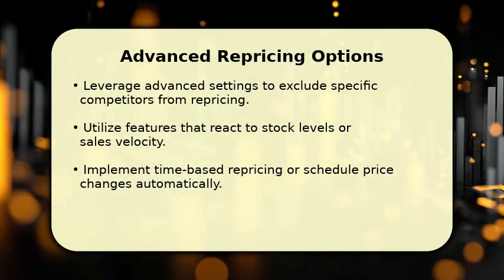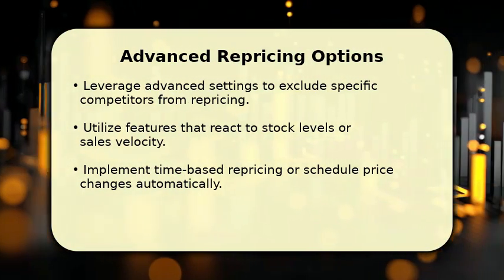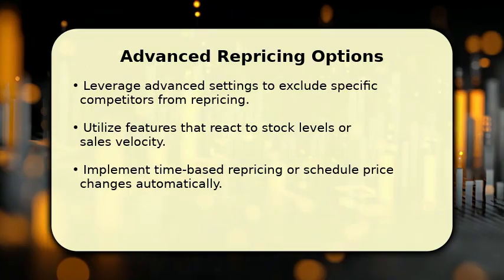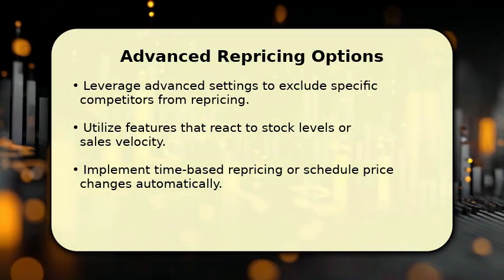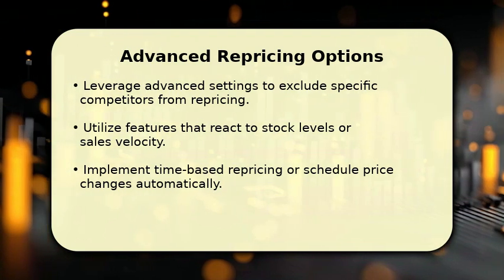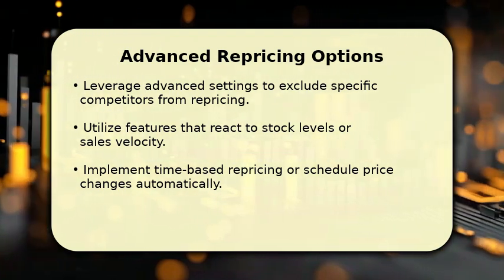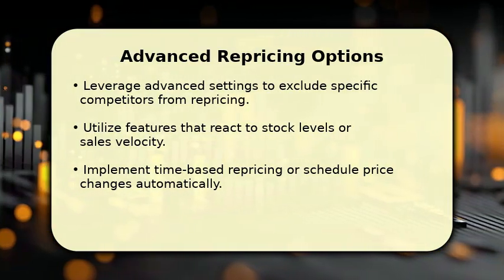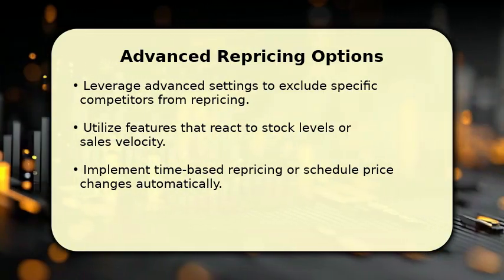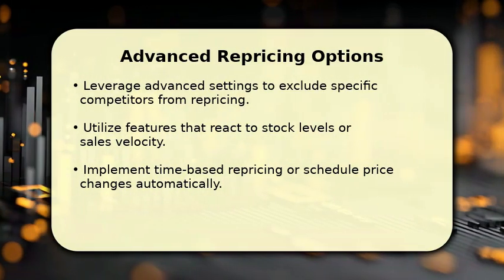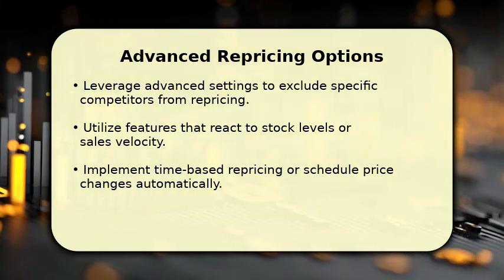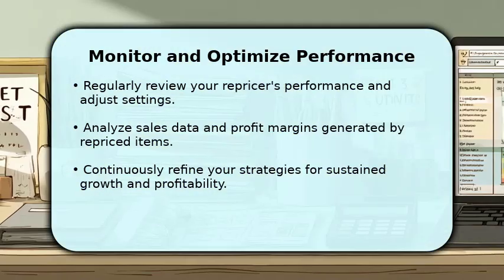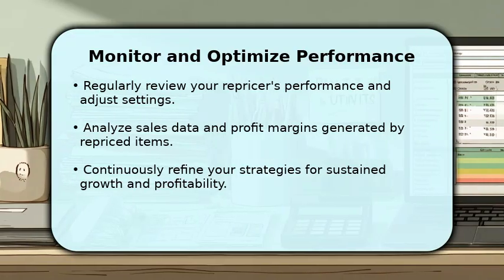Beyond basic rules, explore advanced repricing options to fine-tune your approach. You might want to exclude certain sellers from your repricing calculations, perhaps those with poor ratings or non-standard shipping. Some repricers allow you to set rules that adjust prices based on your current stock levels, dropping prices for overstocked items or raising them for low stock. You can also schedule repricing events, such as a temporary price drop for a weekend promotion, ensuring flexibility and strategic control over your listings.